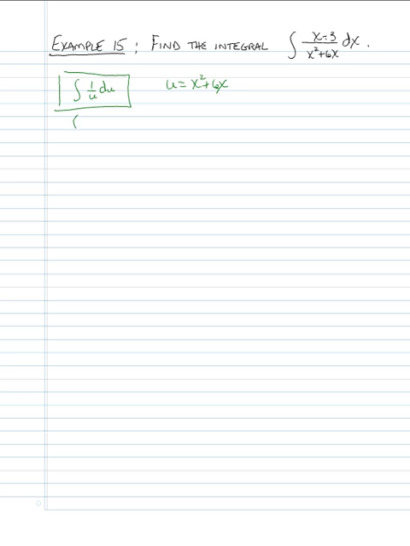So this integral of the fraction x plus 3 over x squared plus 6x with respect to x, we can convert into the integral of x plus 3 just over u with respect to x. Now that still looks foreign, but we've seen this idea before: we can think of the fraction x plus 3 over u as 1 over u times the numerator x plus 3. So it ends up being the x plus 3 that we're trying to replace now.